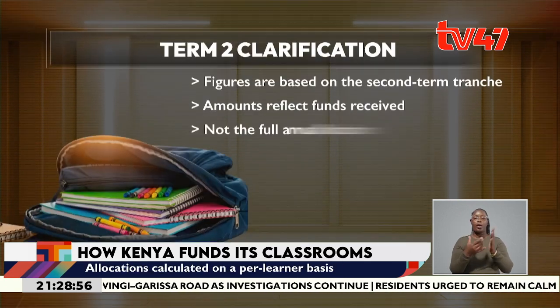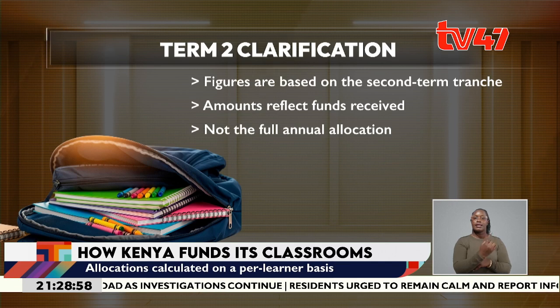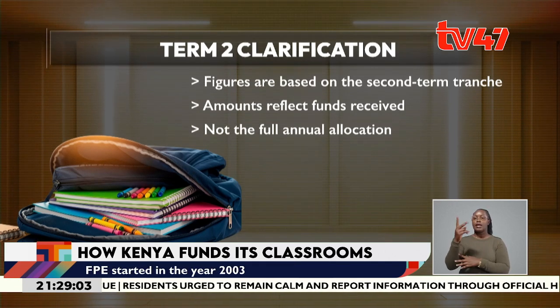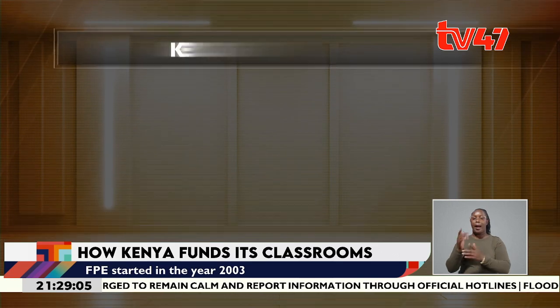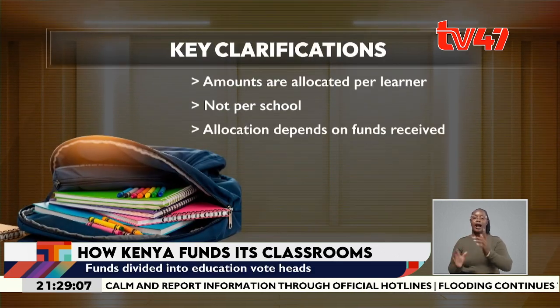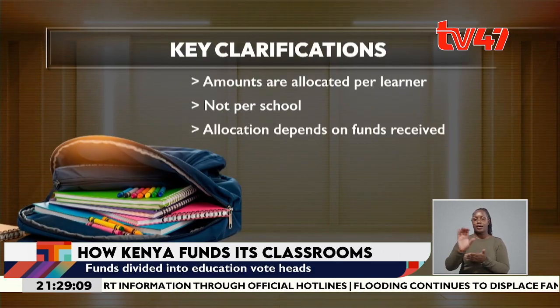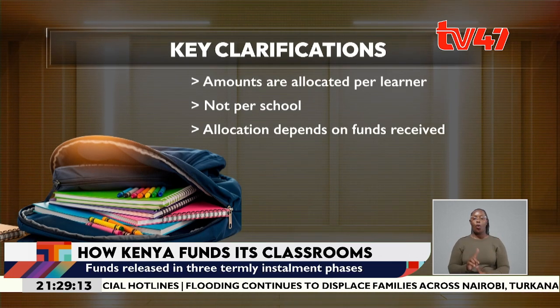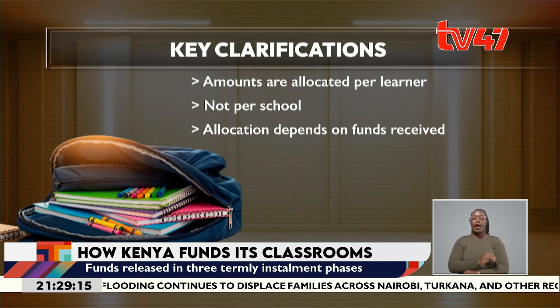The figures currently in circulation are based on second term, meaning they reflect only a portion of the total yearly capitation and not the full allocation for the year. The ministry has also clarified that all amounts indicated are calculated per learner, not per school, and the allocations under each vote head depend on the total funds received from the National Treasury at that time.